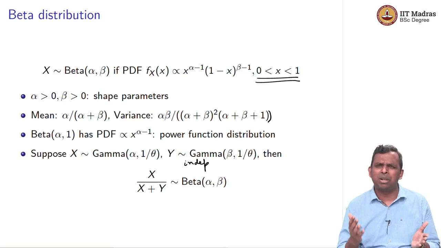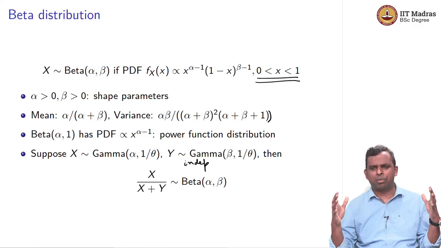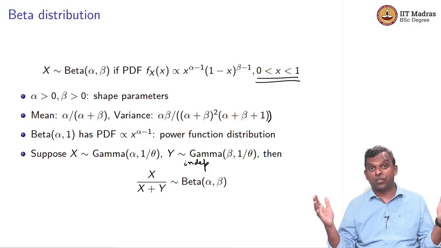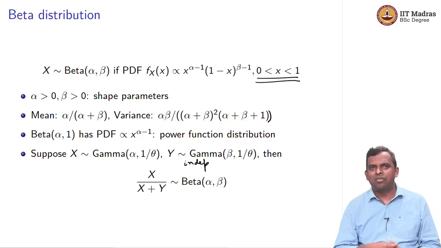Once again, we are not proving many of these results, and it's way beyond the scope of this course. But it's good to know that this is what happens. There are various shapes of distributions in the continuous world, and they all have these very interesting interconnections between each other, and very non-trivial interconnections in some sense.